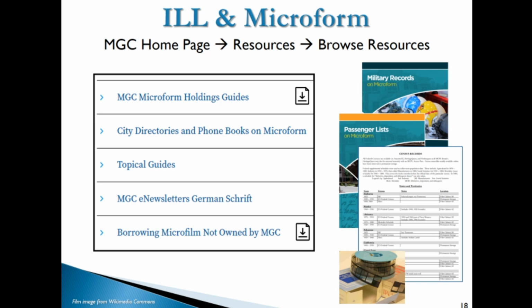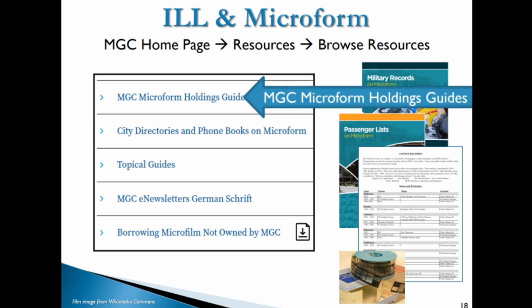MGC customers, shown on the left is a portion of the Resources for Genealogy and Family History page of the MGC website. It is accessed through the path shown below the title on this slide. MGC homepage, Resources, Browse Resources. This list is where you check the MGC Microform Holdings Guides, that is, where you go to find out what microform is already available at MGC.